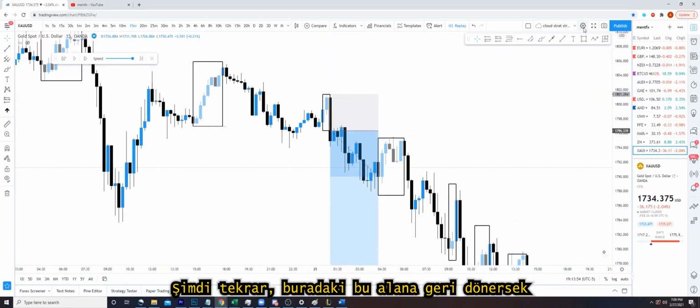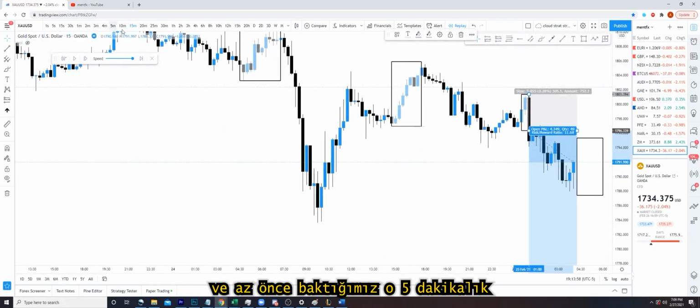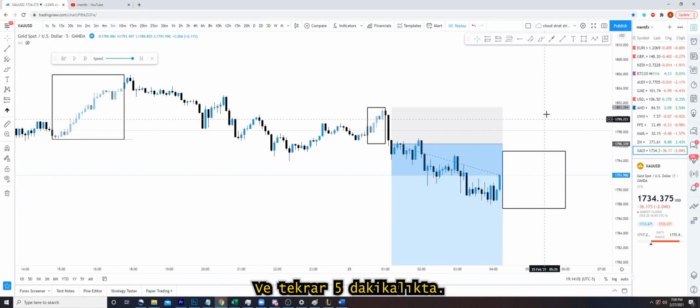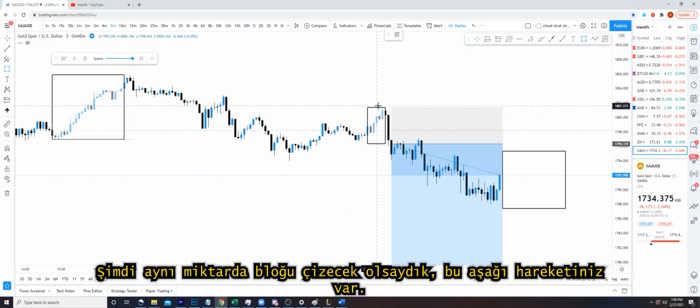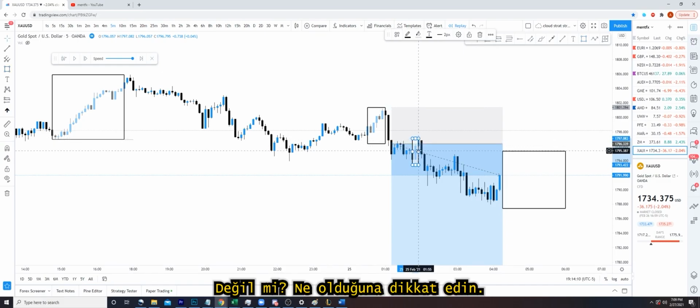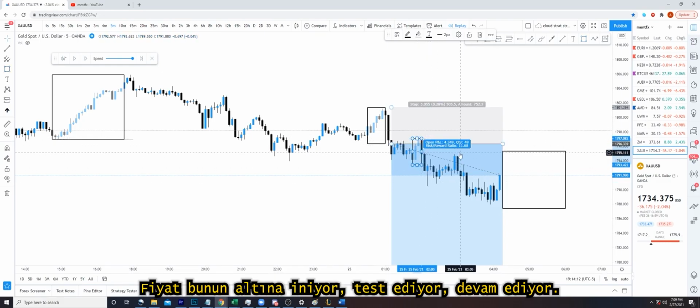Now, again, if we get back into this area right here and take a look at that 5-minute setup that we just looked at, right? It was right here. It came to test it and continued. And again, on the 5-minute now, if we were to outline the same MentorFX blocks, you have this move down. And what's the move up into it that was created by this mitigation? Well, it was from here, right? Notice what happens. Price gets below that, tests it, continues.